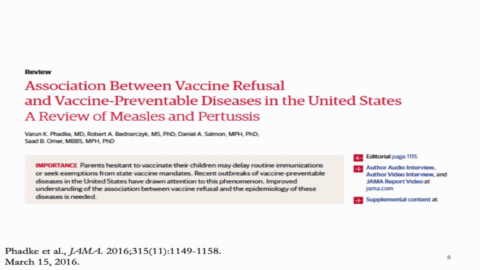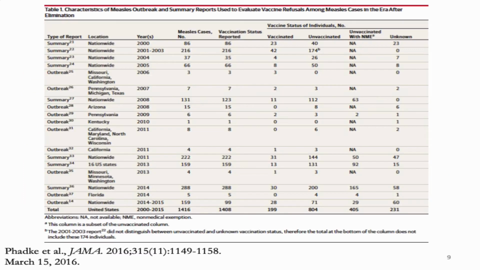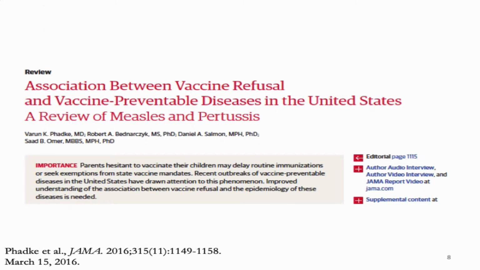And so the fact that we are having this major issue in terms of compromised herd immunity is a big problem. These are just some of the data indicating all of the different studies that have looked at vaccine status, vaccine uptake versus cases, to show that association I mentioned on the previous slide about vaccine refusal and vaccine preventable diseases.